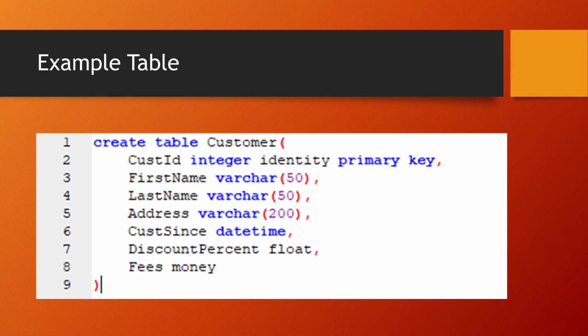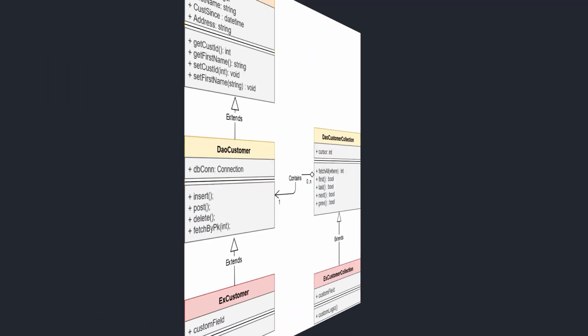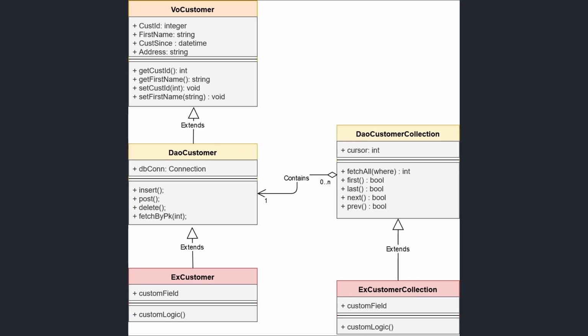Assume you have a customer table in a database. The goal is to create classes that not only represent a single row, but a collection of rows from this table based on a query. Take a look at the following class diagram. Altogether, there are 5 classes.